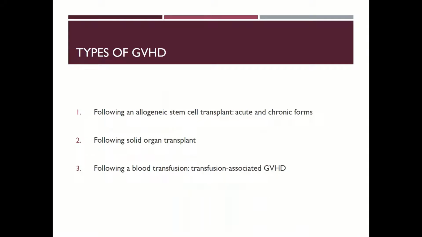There are three types of graft-versus-host disease. We'll be talking about the type that arises following an allogeneic stem cell transplant, but it's important to be aware that it can exist following solid organ transplant and following a blood transfusion. These types of graft-versus-host disease usually have acute features.